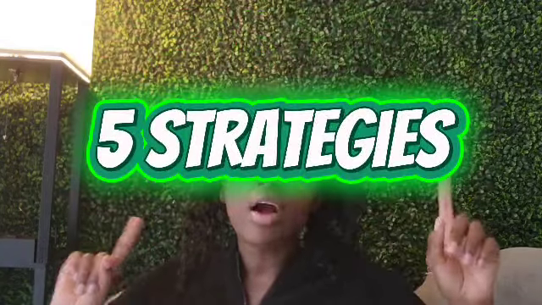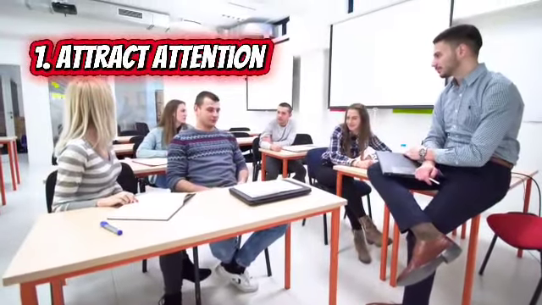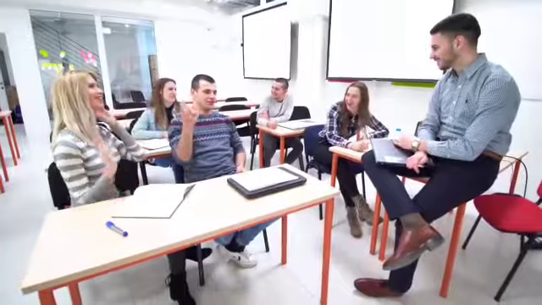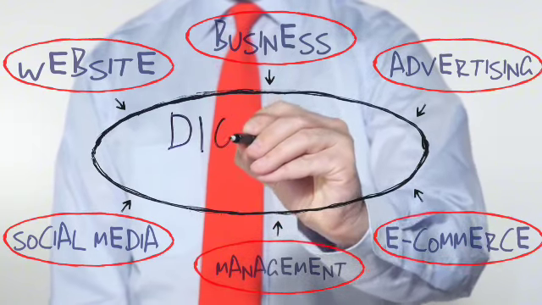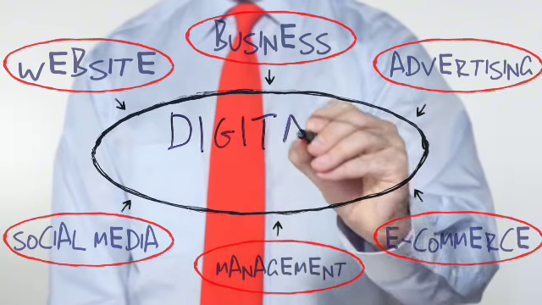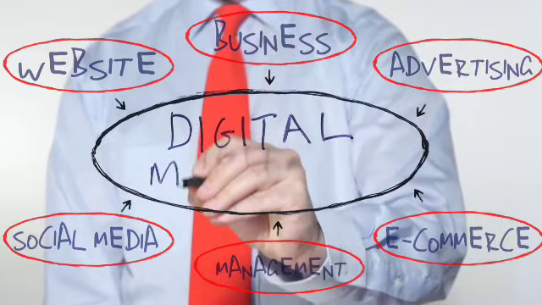Now let me give you 5 strategies that make up a simple software as a service funnel. Number 1 is you have to attract attention. So your goal is to get people to notice you. This could be through ads, social media, YouTube videos, or even free content that solves a problem. For example, a blog post about how to save 5 hours a week with automation.